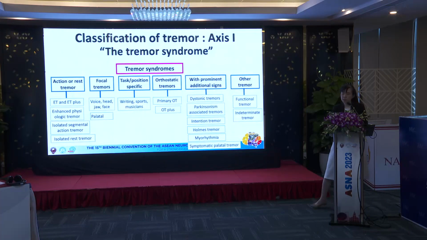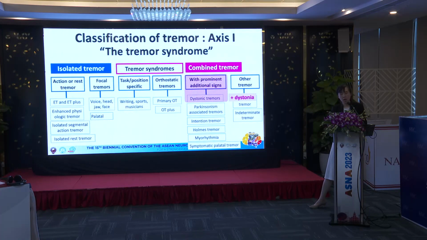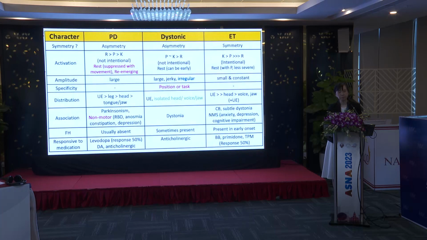So the patient with dystonic tremor has a combined tremor syndrome with dystonia. Some isolated tremors like focal tremor or isolated segmental action tremor are a controversial issue. It can be dystonic tremor or maybe part of essential tremor. So we don't know about it right now, but we have it as a separate entity.